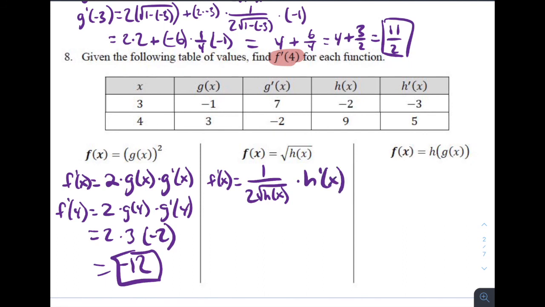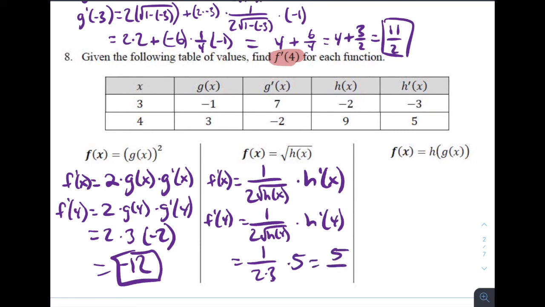All right, we're going to do the same thing with our 4's. So f prime of 4 is equal to 1 over 2 times the square root of h of 4 times h prime of 4. What is h of 4? H of 4 looks like it's 9. So this is going to be 1 over 2 times the square root of 9, which is 3. And then h prime of 4, if we take a look, looks like that's 5. So times 5. So this is going to be 5 over 2 times 3, which is 6. That's going to be our answer for our second to last problem.